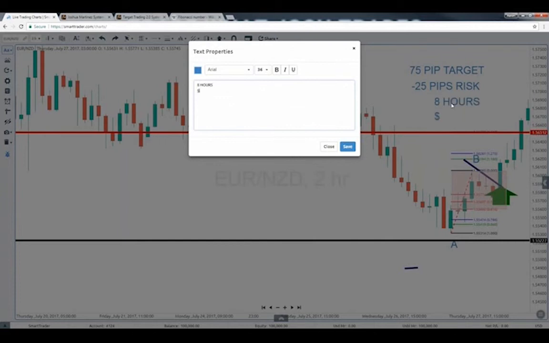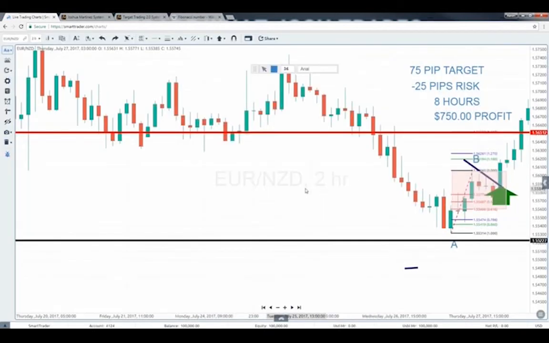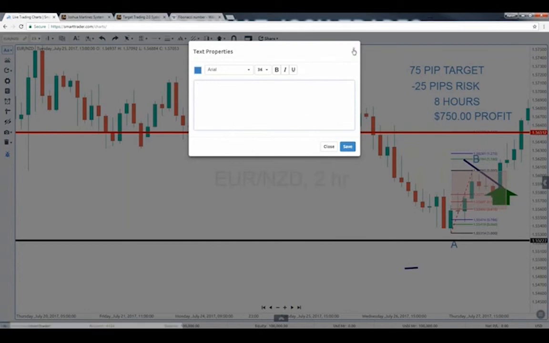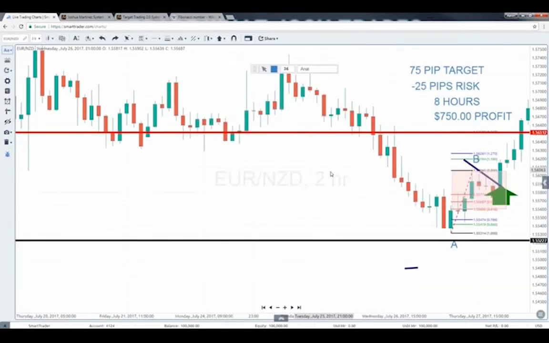which on a standard lot, $750 profit. How many of you would like to have a skill set to be able to make $750 in an 8-hour period? Because the beautiful thing about doing that once is you do it again, again, again, and again.